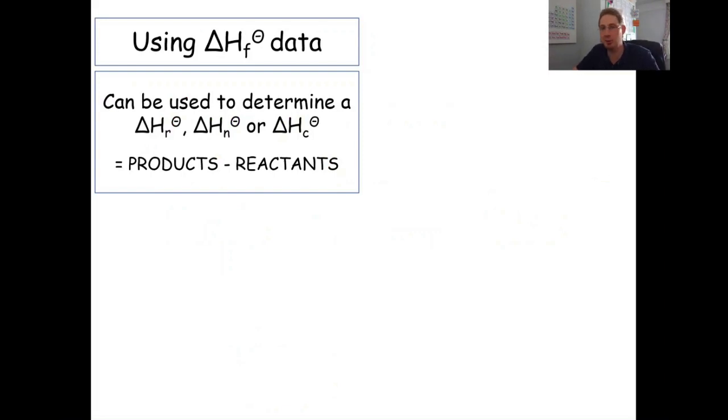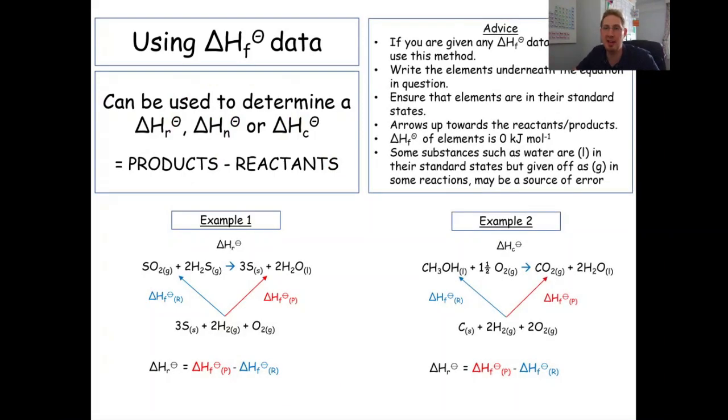And back to Dr. Butterworth's slide, enthalpy of formation data. Write the elements underneath. Ensure that the elements are in their standard state, okay? You must give state symbols. You must make sure hydrogen is, for example, H2, oxygen is O2, okay? Arrows go up towards the reactants and products. This is the opposite. You burn things down, you build things up.